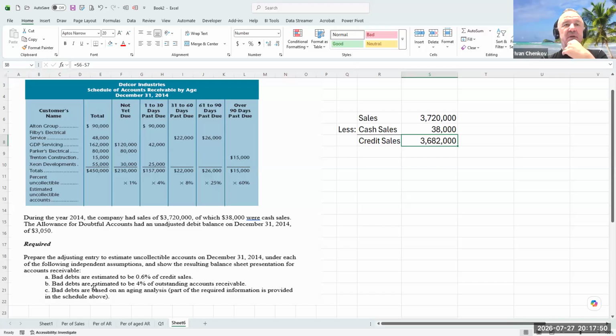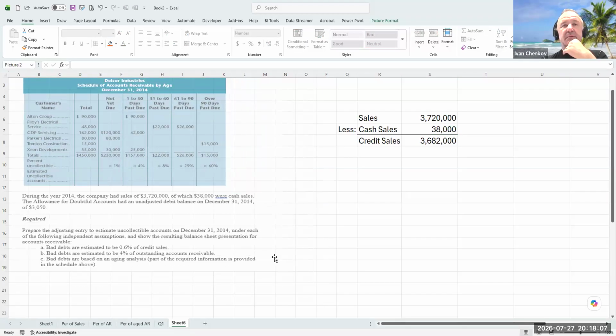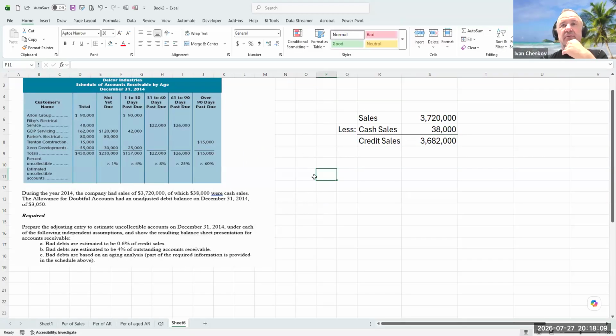The second one is the bad debt expense estimated to be 4% of the outstanding accounts receivables, which is 450,000. And the third, the bad debt expense is based on the aging analysis, part of the required information provided in schedule 4. So that's what we have to do here: 1, 2, 3 things. So let's go with the first one.